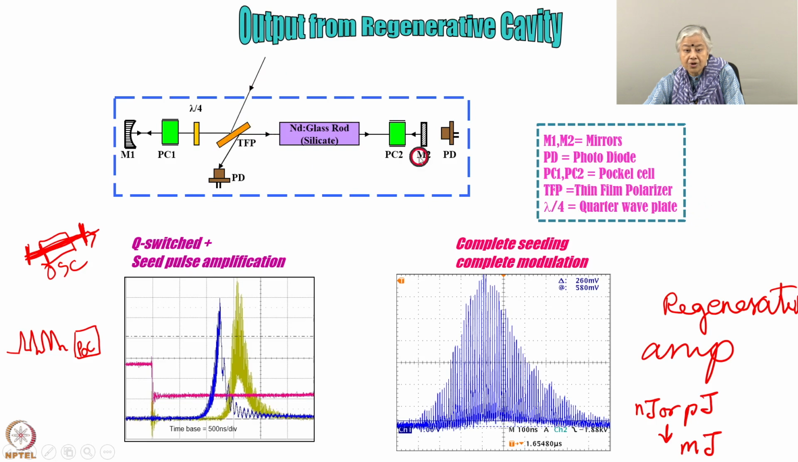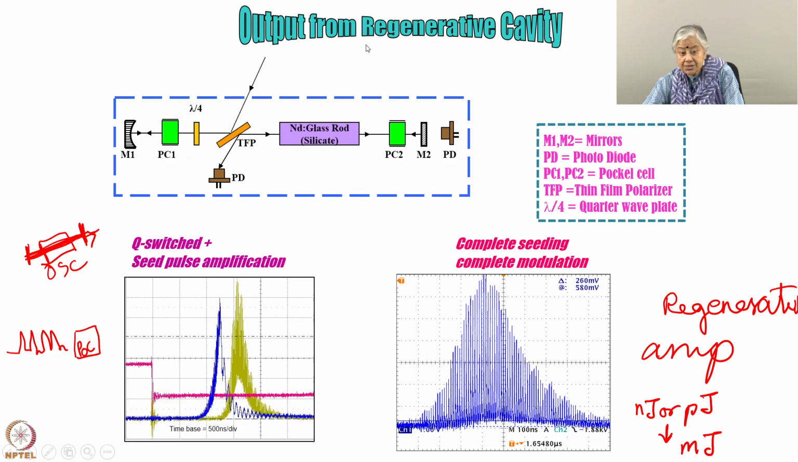TFP is a thin film polarizer, basically just a polarizer. Okay. So, my input beam may be a polarized light. If this is a polarized light, then this acts just like a mirror. And if this is not a polarized light, then the thin film polarizes that light. So, only one polarization is allowed to pass through, and the other is getting reflected here.